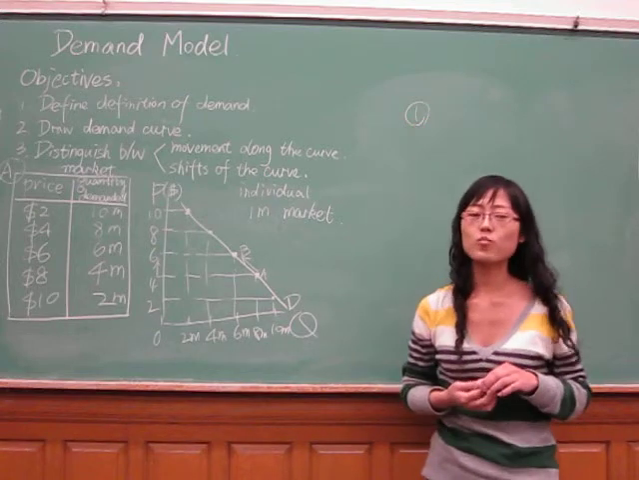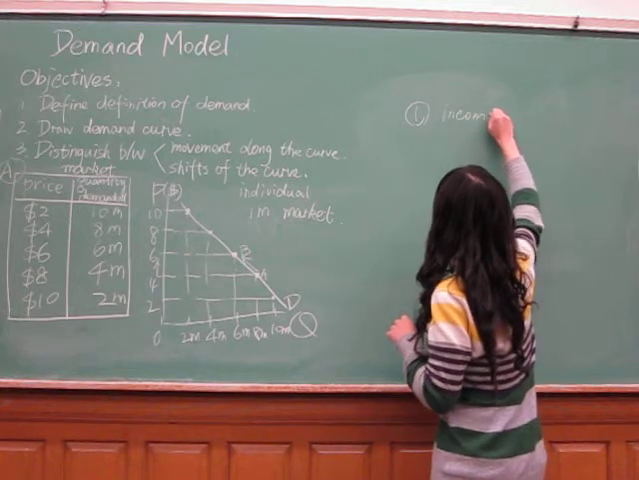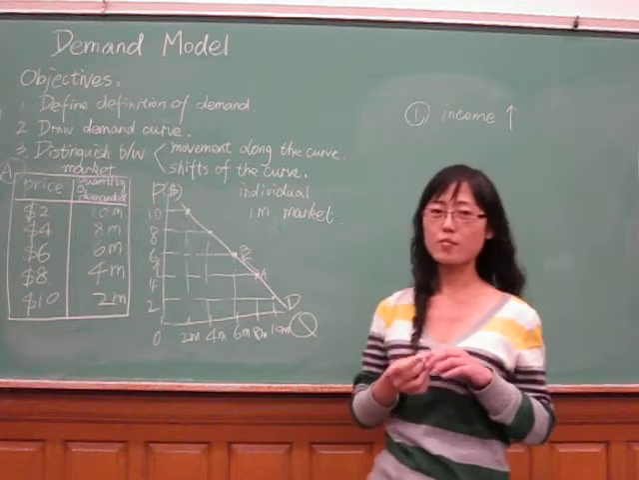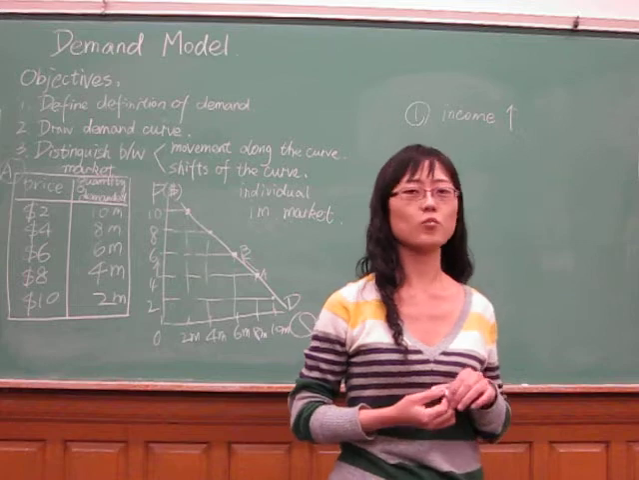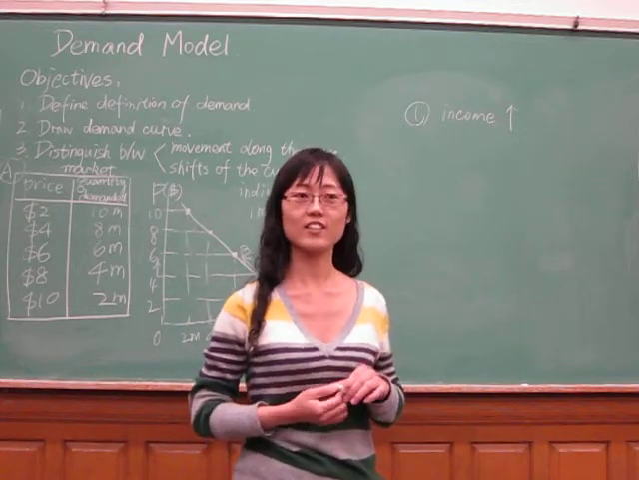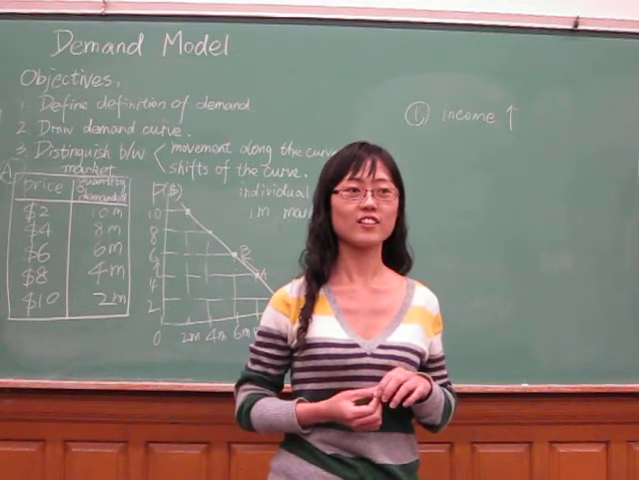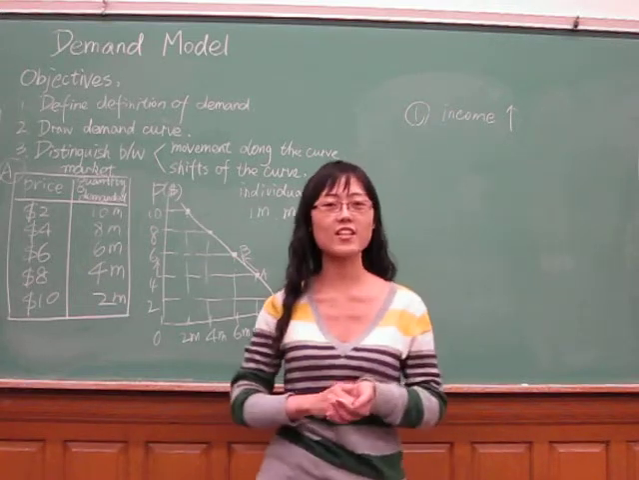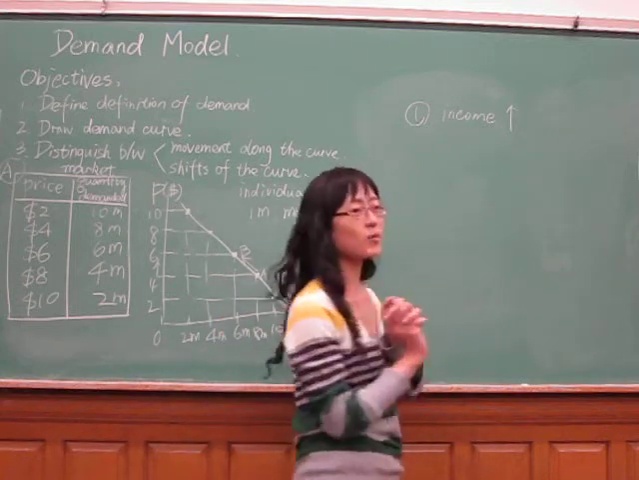The first one is people's income. Suppose that people's income goes up. What will happen? Okay, what is the result if people's income increases? What is the result? People can afford more coffee. Okay, people can afford more coffee because they have more money in hand, they have more money to spend, so they can afford more, so they will buy more.